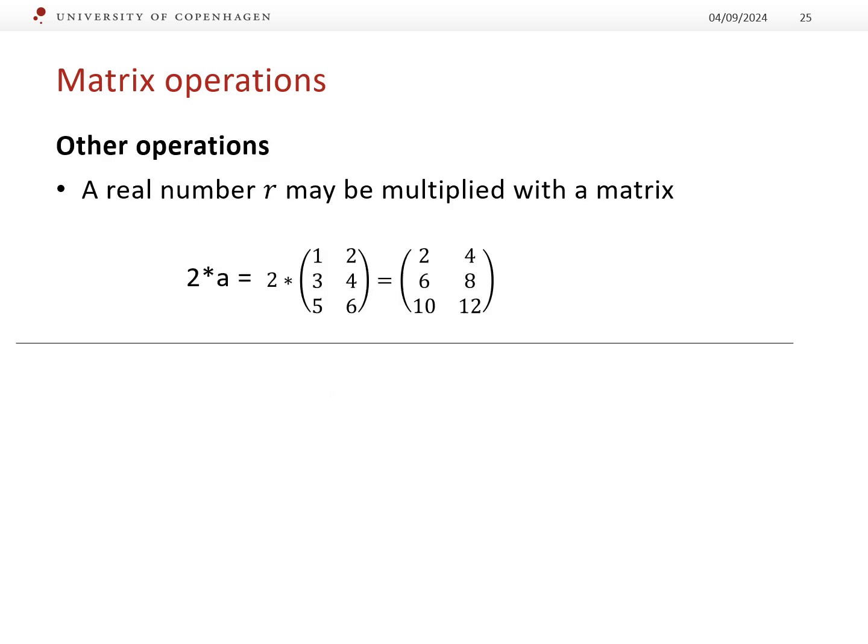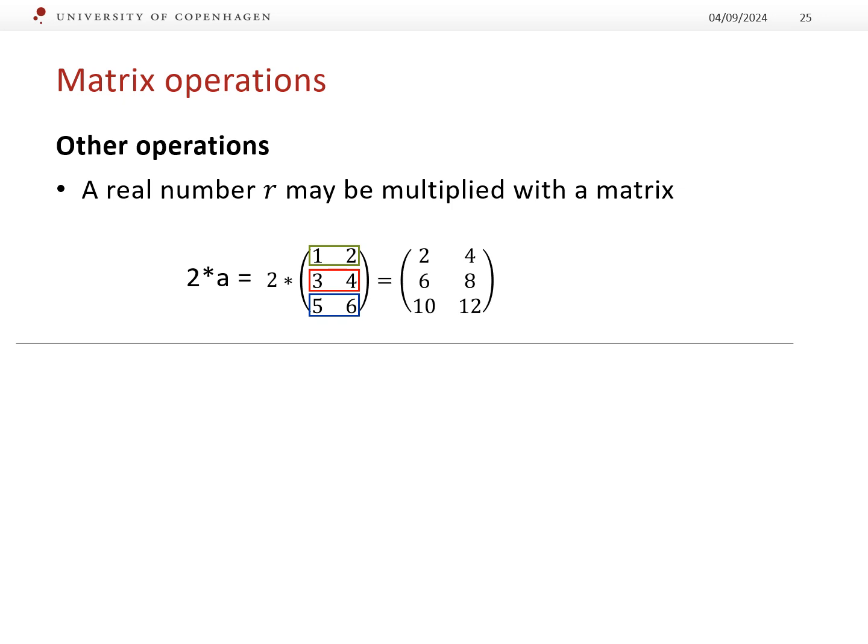Now there are also other operations that can be done to matrices. We will show two of the simpler ones here, and we'll come back with the others later. The first one is that any real number R can be multiplied with a matrix. The way to do that is to just multiply the number with each position on the matrix. So 2 times 1 gives us 2, and then 2 times 2 gives us 4, 2 times 3 gives us 6, 2 times 4 gives us 8, and so on.